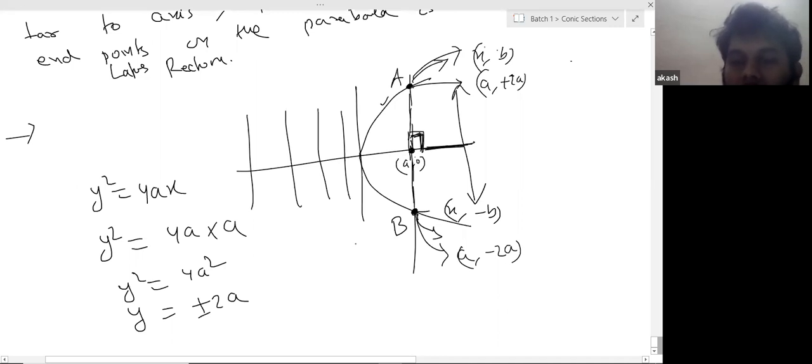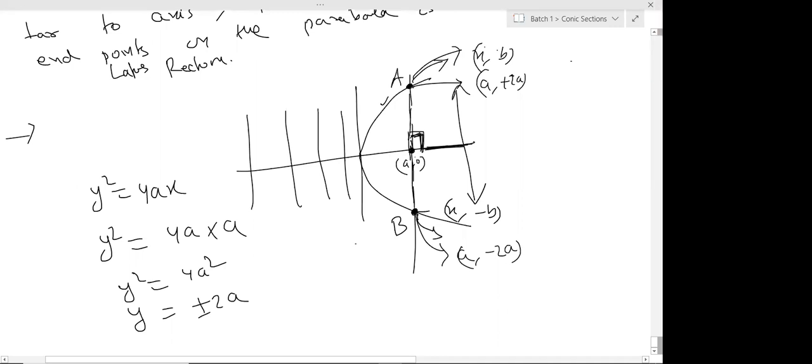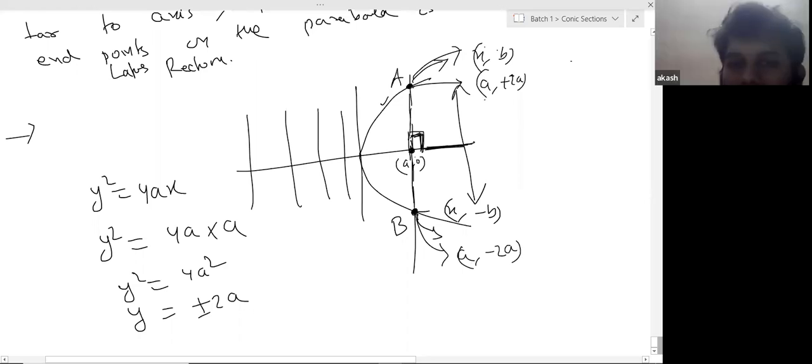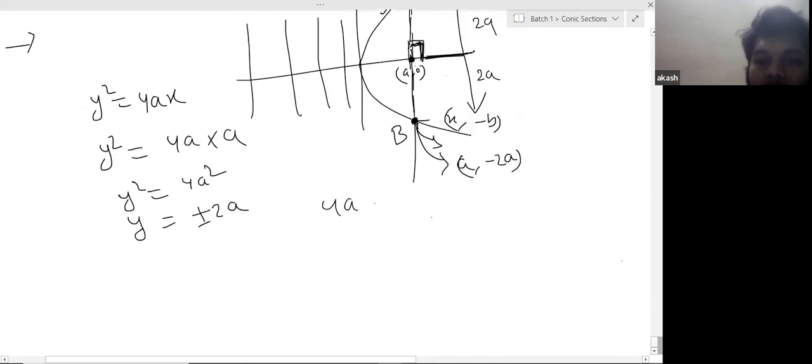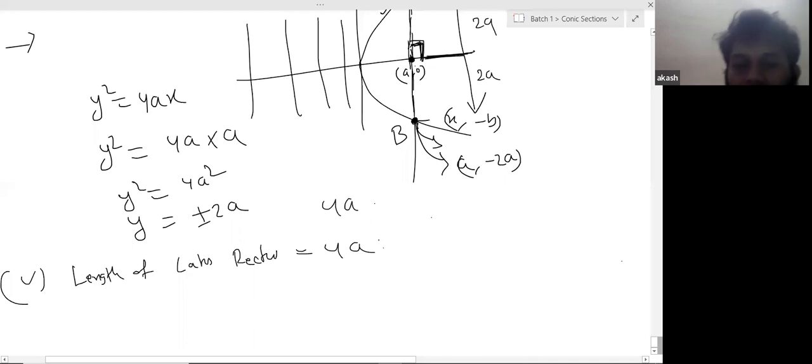Is this clear, everyone? Yes, sir. So the length: this is 2a and this is also 2a, so the total length is 4a. Write it down. Fifth point, length of latus rectum is equal to 4a. These five things you must know about any parabola. This is all they are going to ask. Write it down, and this also.